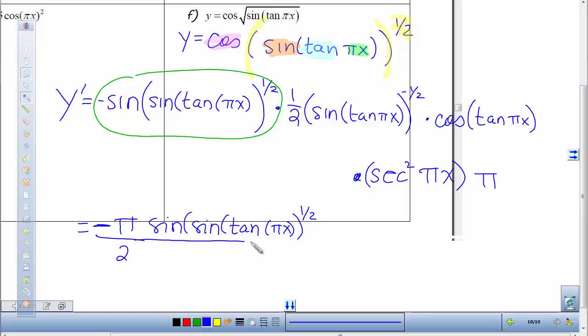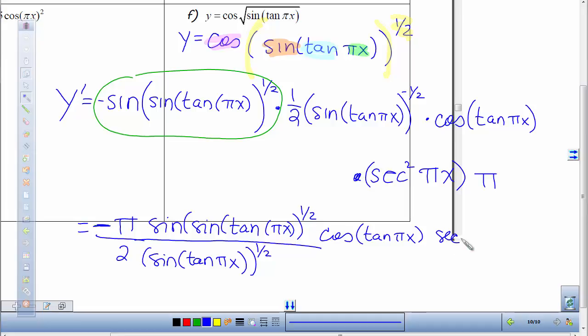So sine of tangent pi x, that's to the positive 1/2. And then cosine of tangent pi x. And then secant squared of pi x. Okay, I think we got it all.